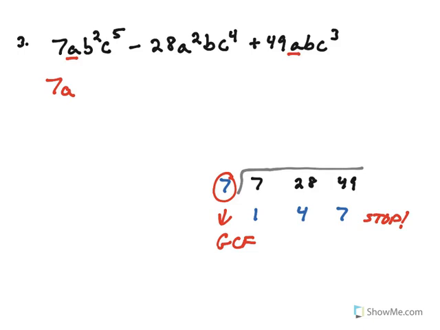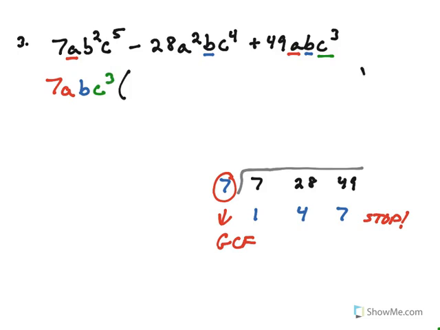Okay, then I look at the b variable. I have b squared, then I have b, okay, and I have b again, so I'm going to take out b. So b needs to come out. Since they're both to the 1st power, just take it out, okay? And then you look at the last variable, c, and you see which one has the smallest exponent. Well, c to the 5th, c to the 4th, and c cubed. It looks like c cubed is going to win. So we're going to take c cubed out.